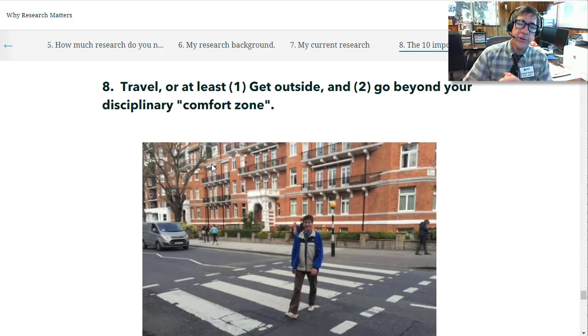And also go beyond your disciplinary comfort zone. That's another way of expanding your horizons. So at a conference, for example, go to a track that's not in your own wheelhouse, the things that you're familiar with. I do this at every conference that I attend, and I meet new people. I learn about their methods. I learn about what they're interested in, and so on. So I encourage you to do the same.